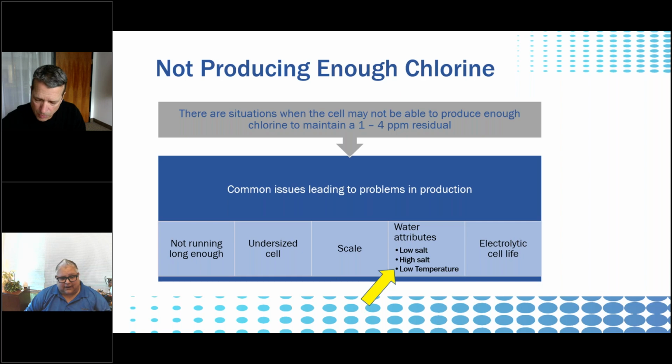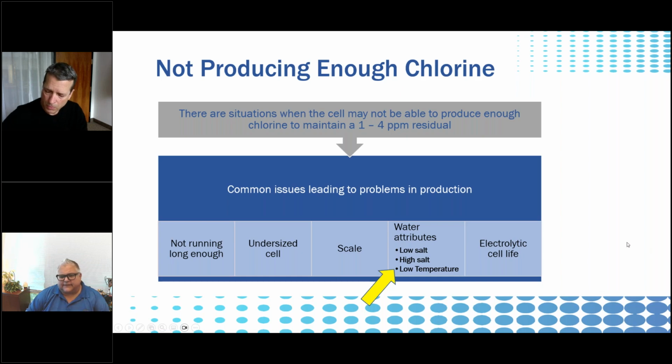You're going to have to either hand feed chlorine for a little while, maybe put a couple of tabs in the water, whatever your options are, but you're going to have to feed a secondary source of chlorine until that water warms up to the point where the cell will actually kick on and start generating.